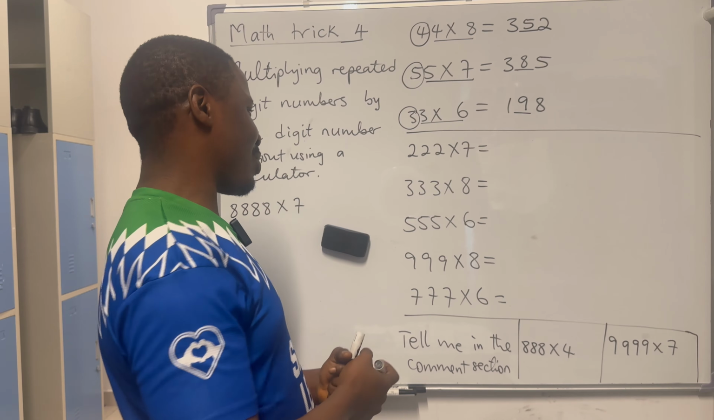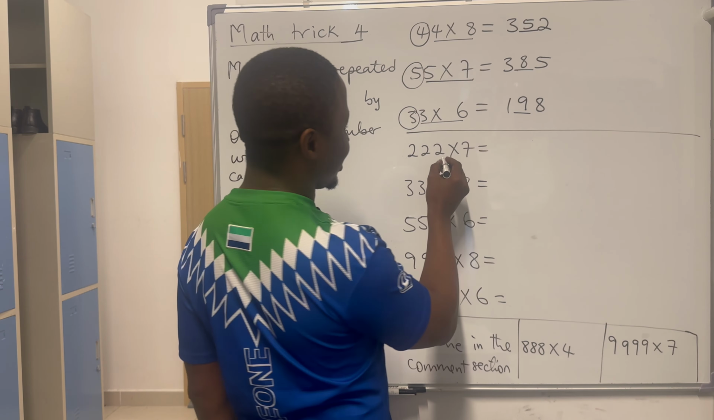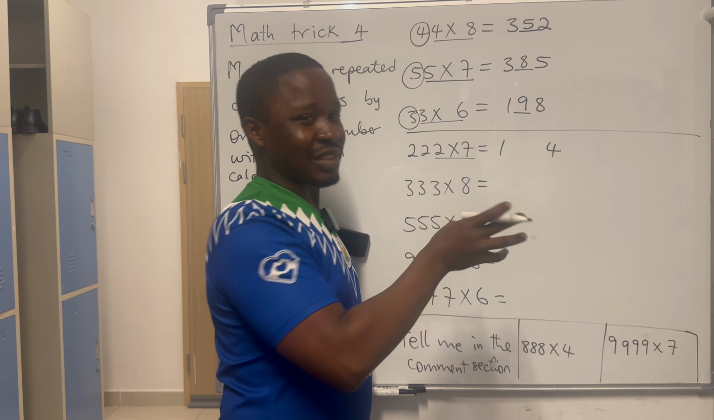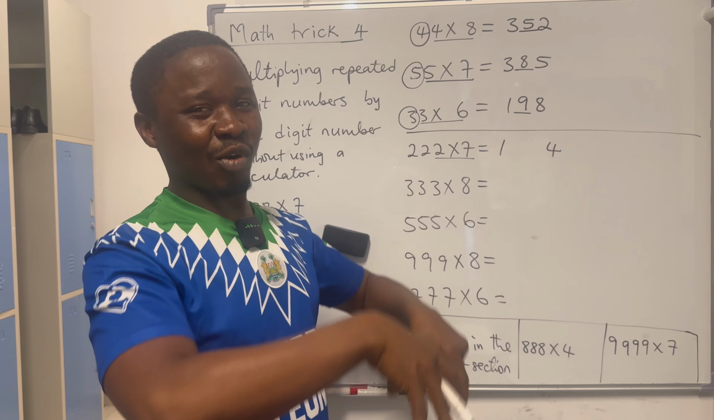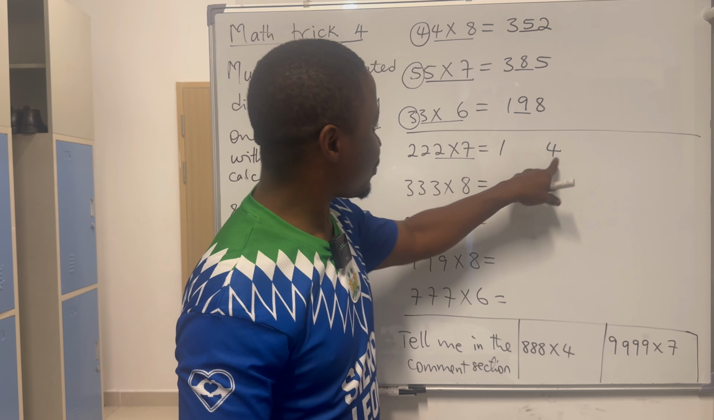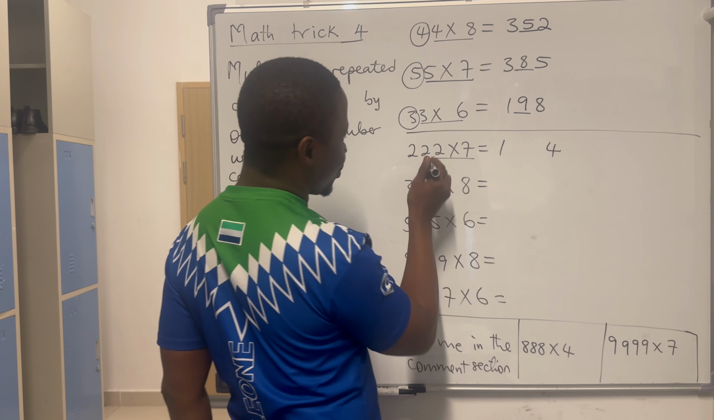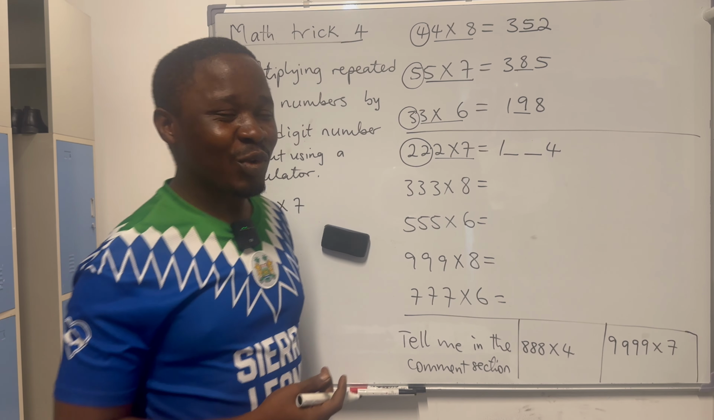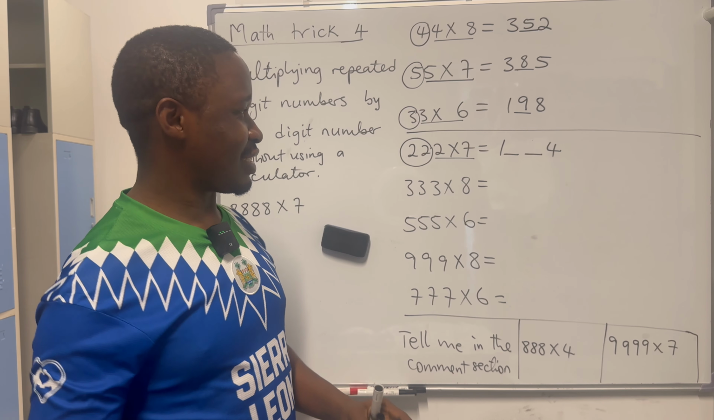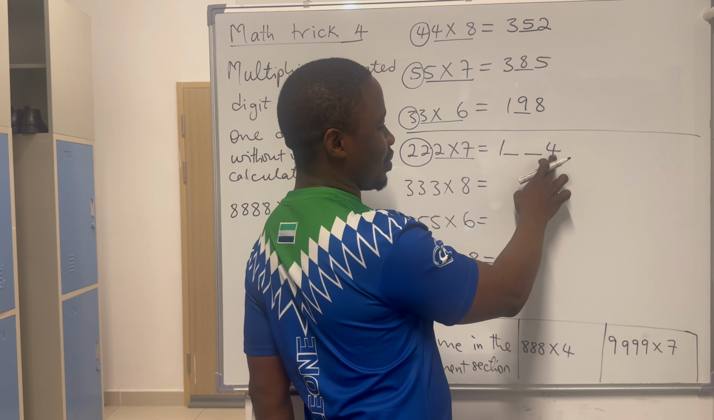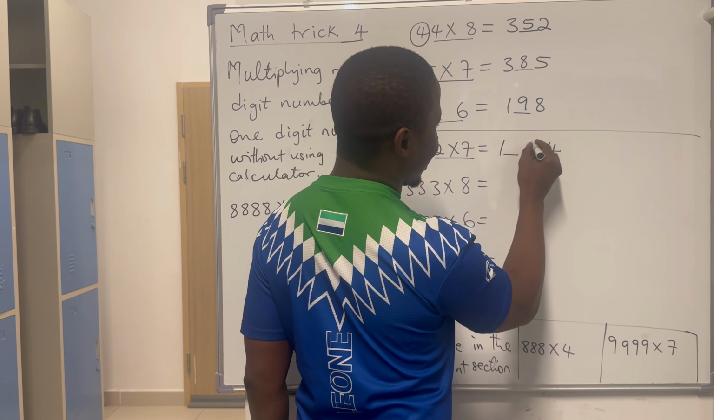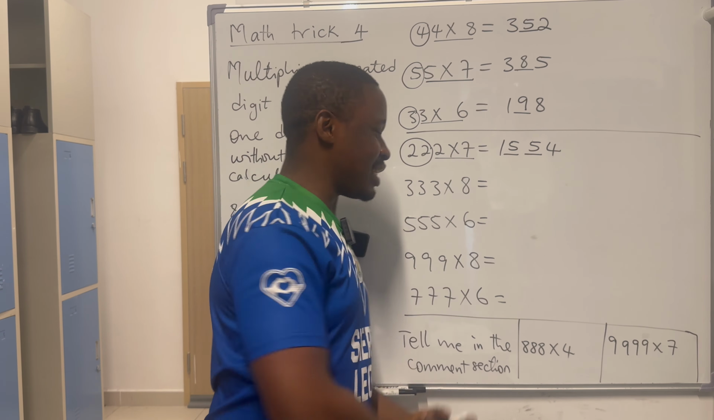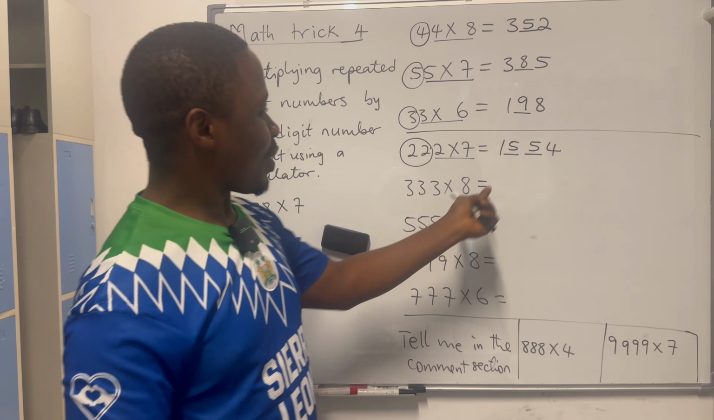Let's go to 3 digits. A 3 repeated digits number. Okay. The same thing goes. 2 times 7 is 14. Leave a space for the digits that are coming between them. How many digits are we inserting? We are left with two digits here. How do we know? Very, very easy. Trust me. 1 plus 4 is 5. So 5, 5.